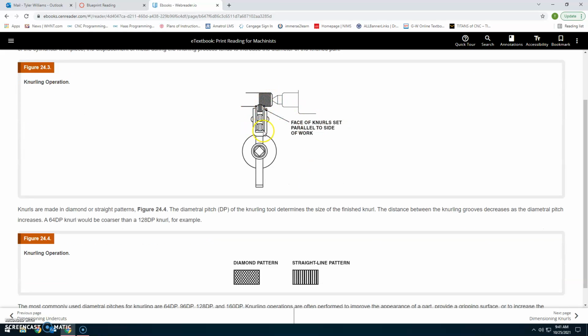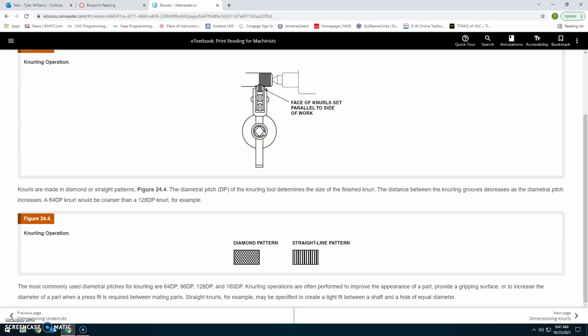So, just like that. Knurls are made in a diamond or straight pattern. Figure 24.4, the diametral pitch of the knurling tool determines the size of the finished knurl. The distance between the knurling grooves decreases as the diametral pitch increases. A 64 dp knurl would be coarser than a 128 dp knurl, for example. The most commonly used diametral pitches for knurling are 64, 96, 128, and 160 dp.